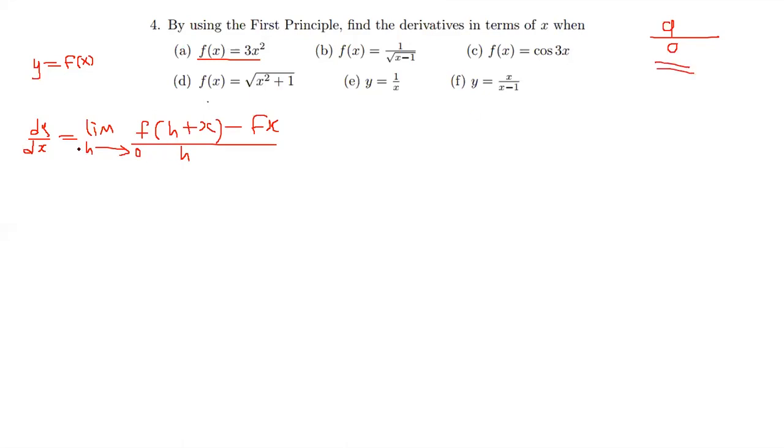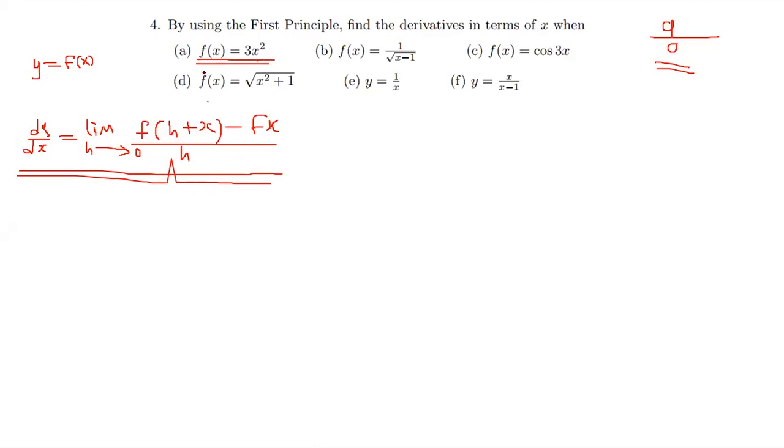In this case, when you find the limit as h approaches 0, you discover that your denominator will be 0. So you're going to find ways to make your denominator not be 0. How do we do that? In short, this is the formula for the first principle. So we can try it here.